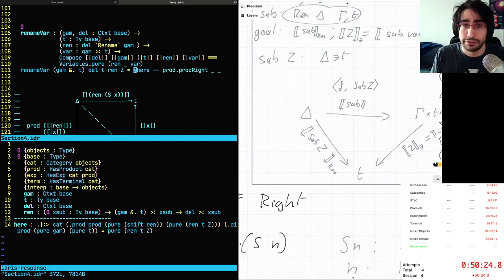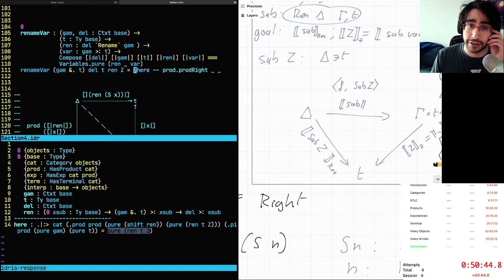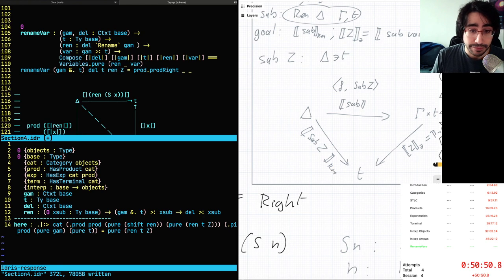And if we write it down here, or rather, if we look at the type here, we see that Idris has already figured this out for us. We don't actually have to think too hard about this. It says this is the composition of this product and pi 2, right? And the second component of the product is actually the right side of our equality. So this is simply prod right. And there we go.